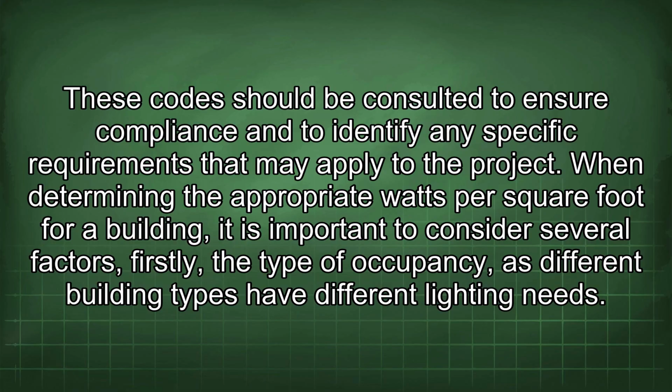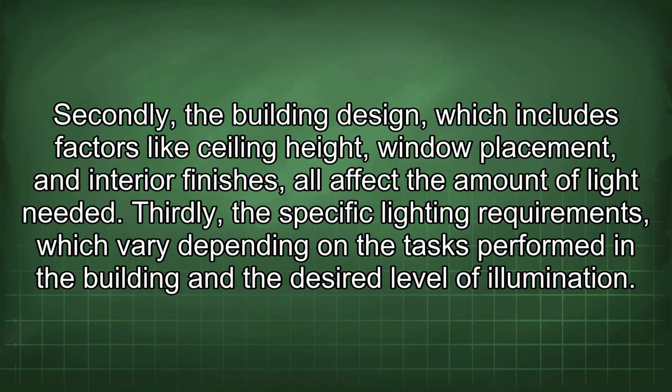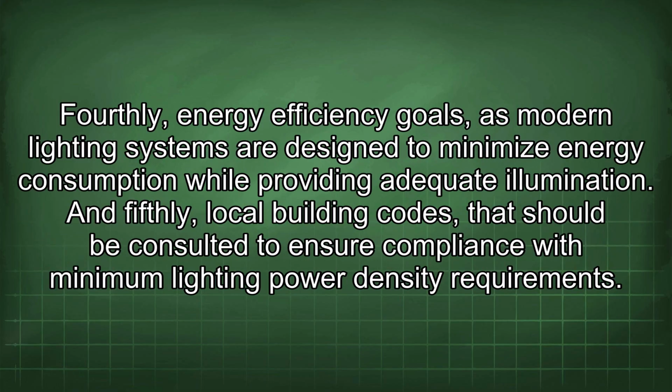Firstly, the type of occupancy, as different building types have different lighting needs. Secondly, the building design, which includes factors like ceiling height, window placement, and interior finishes, all affect the amount of light needed. Thirdly, the specific lighting requirements, which vary depending on the tasks performed in the building and the desired level of illumination. Fourthly, energy efficiency goals, as modern lighting systems are designed to minimize energy consumption while providing adequate illumination. And fifthly, local building codes that should be consulted to ensure compliance with minimum lighting power density requirements.